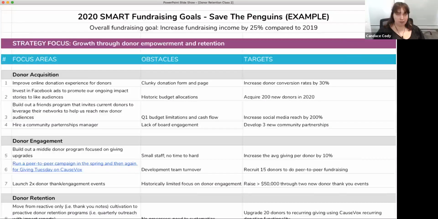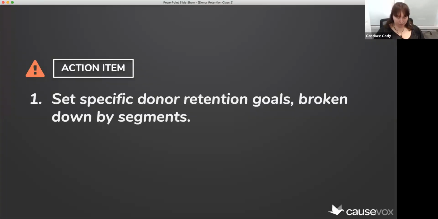So when you're building this out, you're going to use the SMART Fundraising Goals worksheet. This is actually from our fundraising planning guide, but this framework works perfectly for donor retention. You're going to want to map out what specific focus areas, whether that's improving first-time donor retention rate, for example, what obstacles you currently have that are keeping you from doing that, and setting that specific target. You'll want to fill this out after our time today, and then we'll go over this in our one-on-one session. So that's your action item, to fill that out.